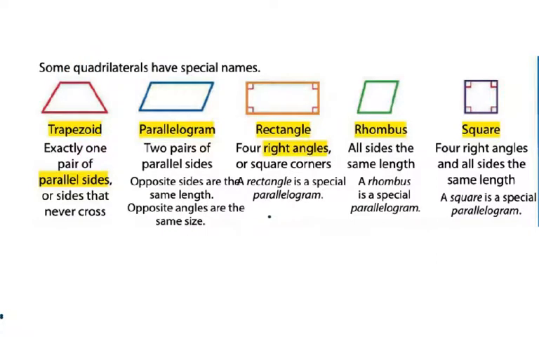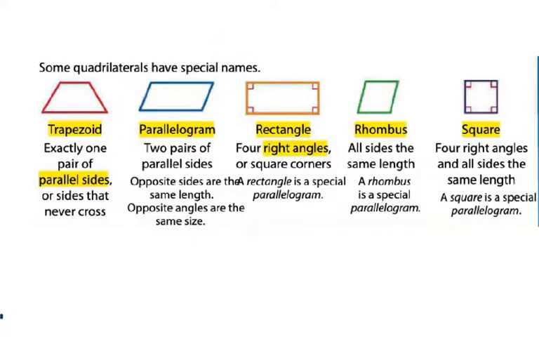The next shape is a parallelogram. Two pairs of parallel sides. So let's look. These sides won't touch, and these sides won't touch. Opposite sides are the same length, and opposite angles are the same size. All right, so that makes this a parallelogram. It kind of looks like a rectangle, but someone pushed it, and now it's on an angle.